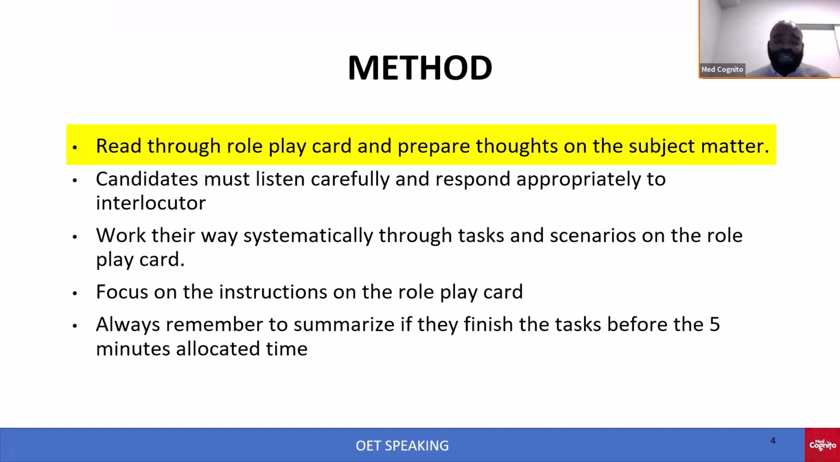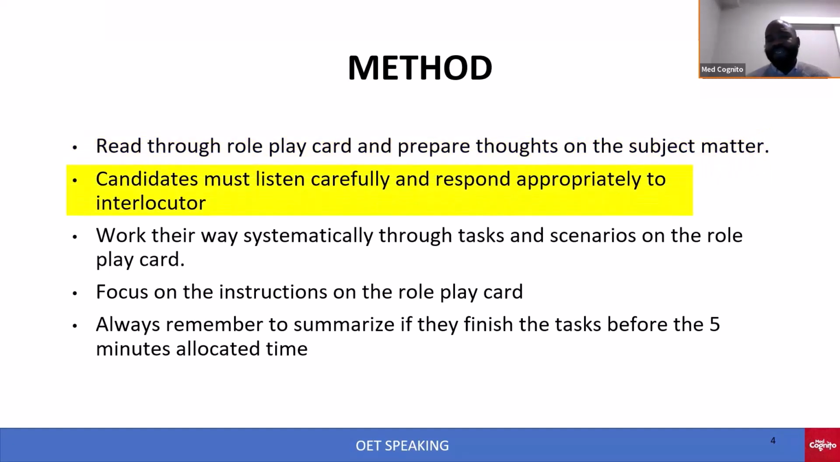Please take your time to read through the role play card carefully at this juncture. First of all, you finish going through the questions and then you start the role play scenario with the examiner. Remember, whilst you are going through the process with the examiner, listen carefully to the questions he's asking and respond appropriately. The role play card will give you a list of scenarios, things to go through, and so you are aware of that.